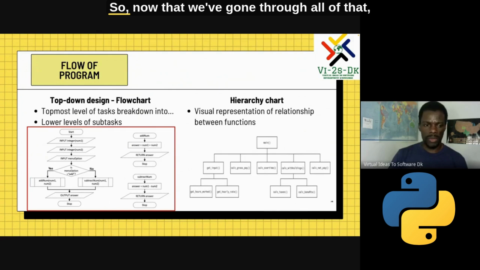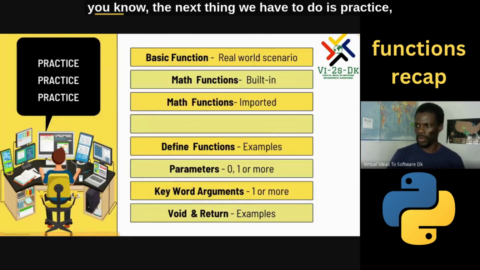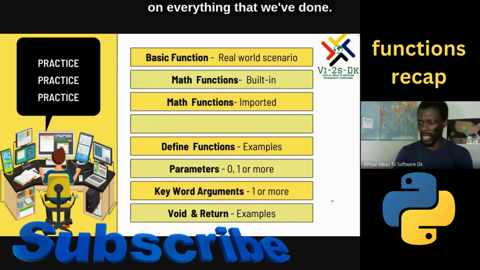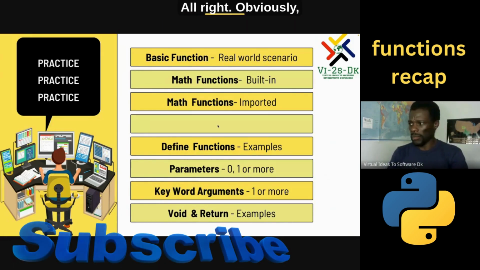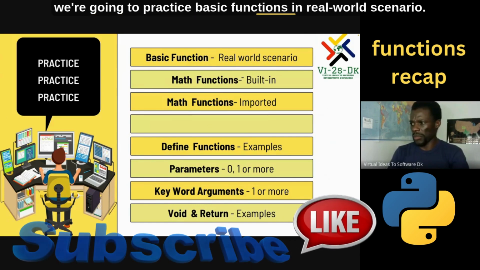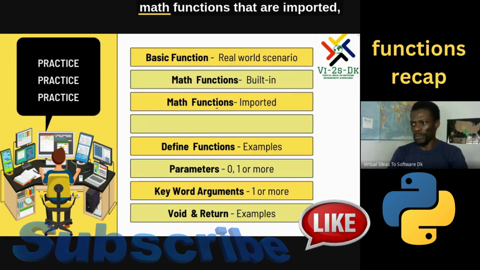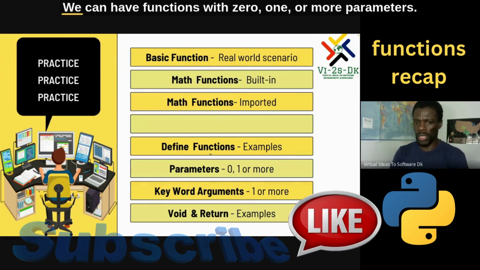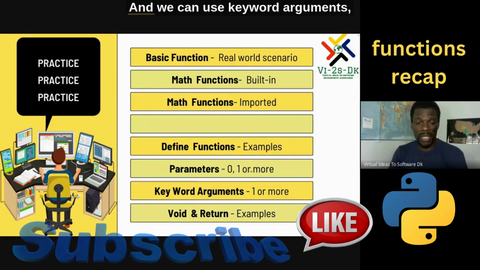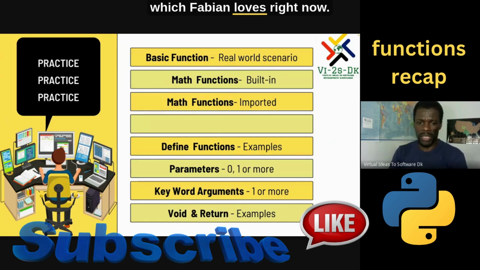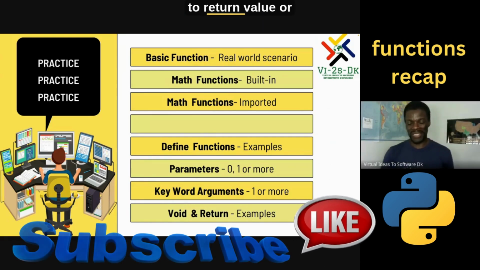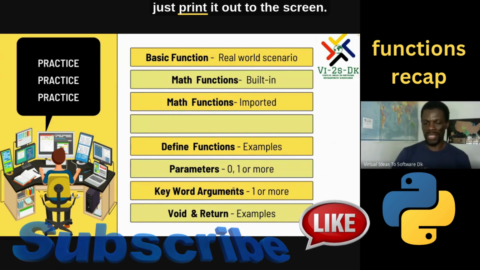You're welcome. So now that we've gone through all of that, the next thing we have to do is practice. But before we practice, let me just go ahead and recap on everything that we've done. Obviously, we're going to practice basic functions in real-world scenarios. We'll look at math functions that are built in, math functions that are imported, just like we imported that file. We can define our own functions. We can have functions with 0, 1, or more parameters. And we can use keyword arguments, which Fabian loves right now. And we can decide if we want to return a value or just print it out to the screen.